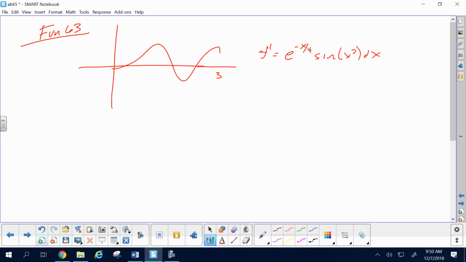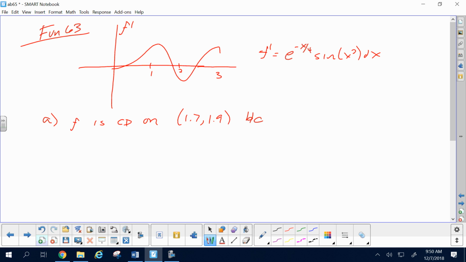Okay, for A, use the graph of F prime to determine if F is concave up, concave down, or neither on the interval. What did you say? F is concave down on the interval 1.7 to 1.9 because, here's F prime, 1.7 to 1.9 is here-ish, because why?